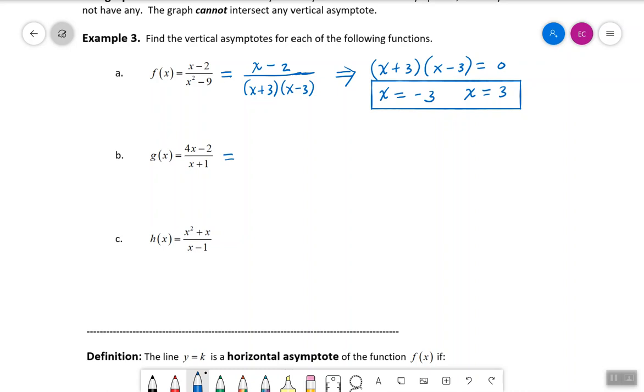So this time the numerator can factor. There's a common factor of 2 in each term in the numerator. It's not necessary to factor it out, but it's fine if we do. When we see the factored form, we see there is no common factor in the numerator and denominator, and so we go ahead and set the denominator equal to 0 and solve for x. X equals negative 1.